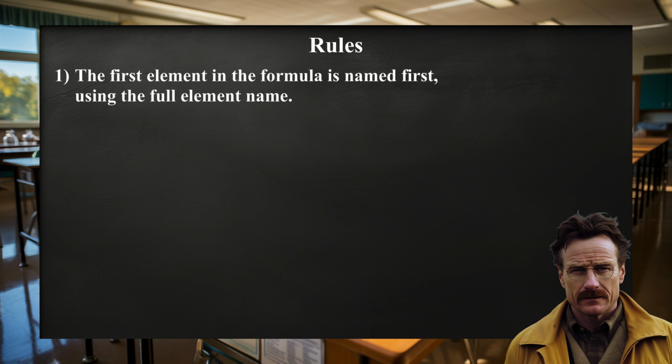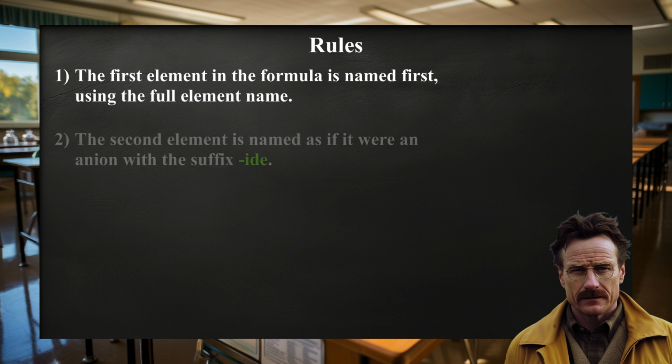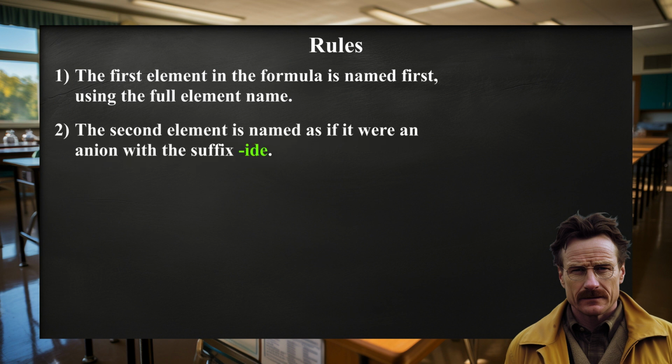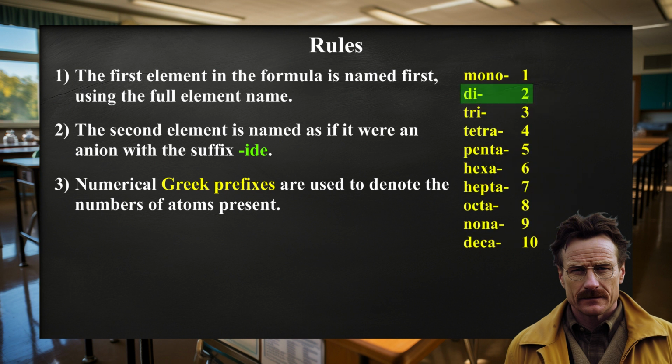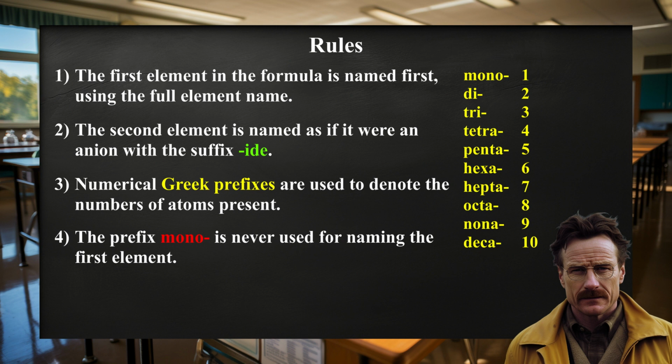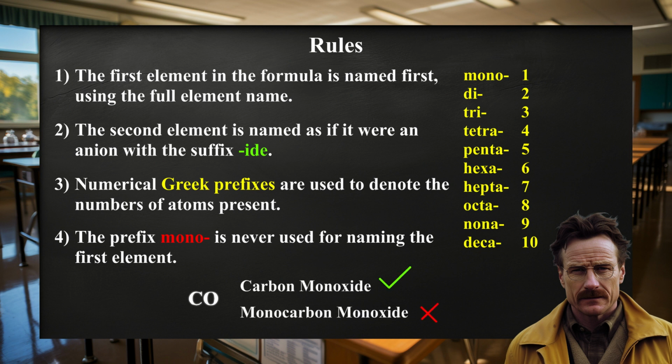The first element in the formula is named first, using the full element name. The second element is named as if it were an anion with the suffix "-ide." Numerical Greek prefixes are used to denote the numbers of atoms present. For example, if we have 2 atoms, we say di, 3 atoms, we say tri, 4 atoms, we say tetra, and so on and so forth. The prefix mono is never used for naming the first element. For example, CO is called carbon monoxide, not monocarbon monoxide.